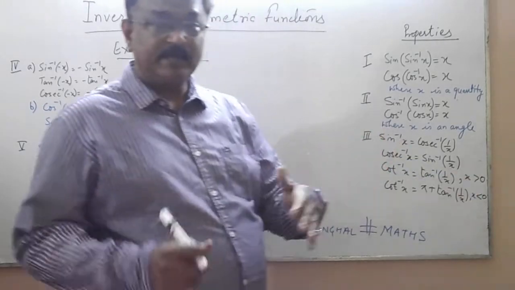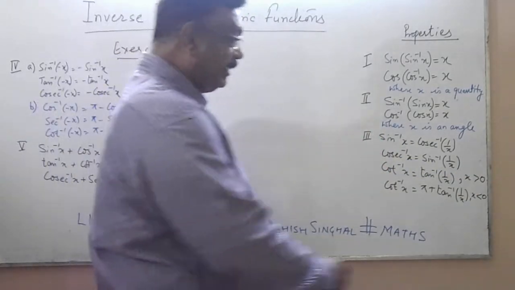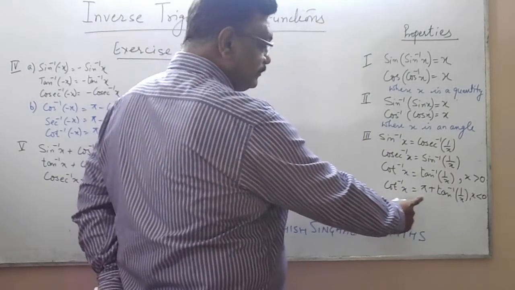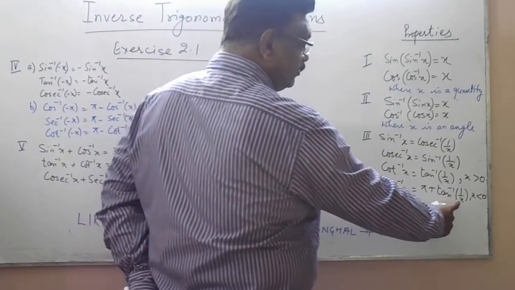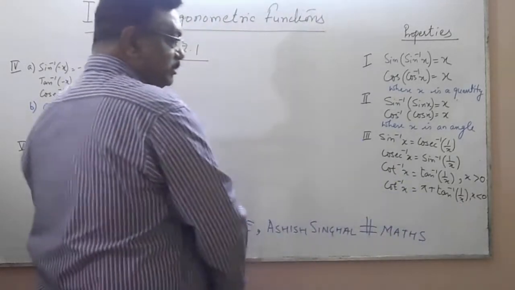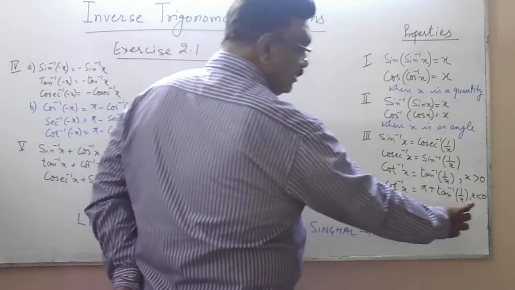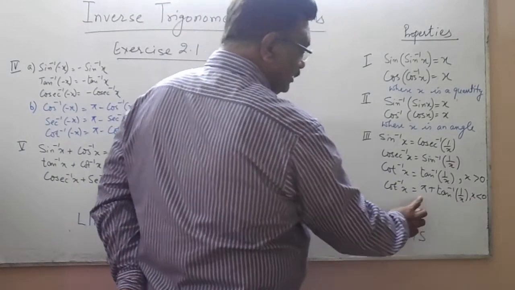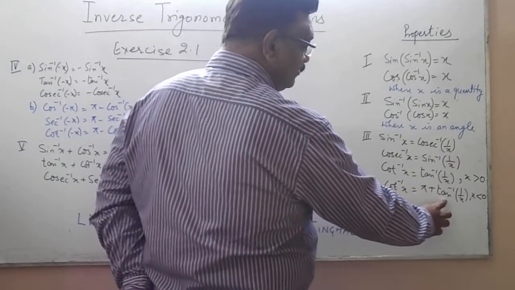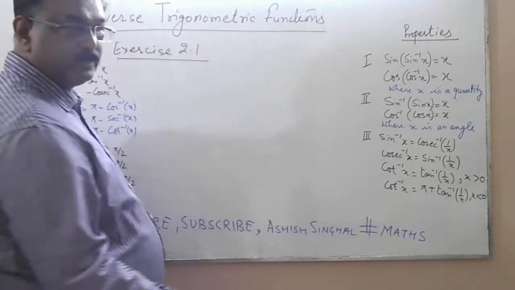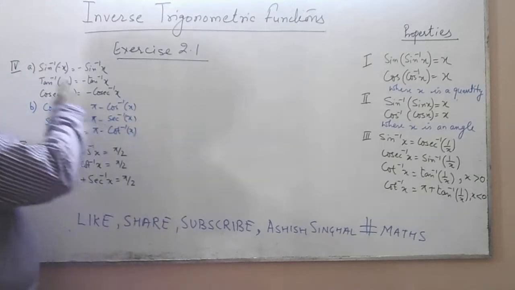Now what happens when x is less than 0? When x is less than 0, cot inverse x will be equal to pi plus tan inverse 1 by x. So this condition you must keep in mind. Whenever x is less than 0, this is pi plus tan inverse 1 by x. Now moving ahead to other identities.